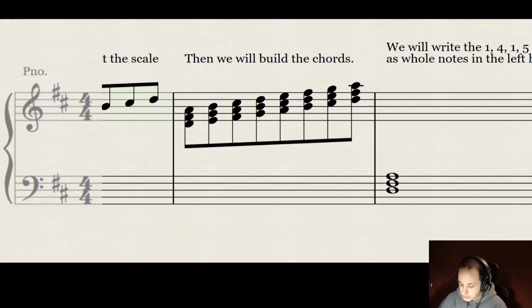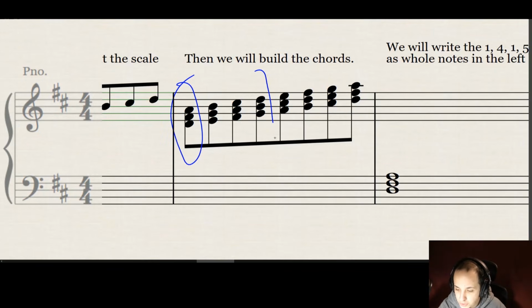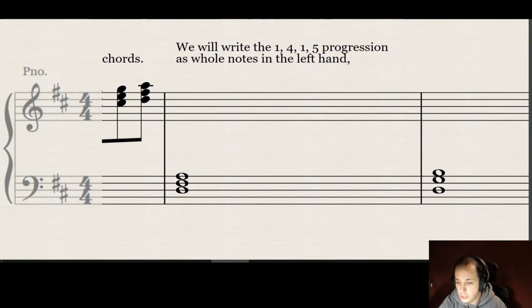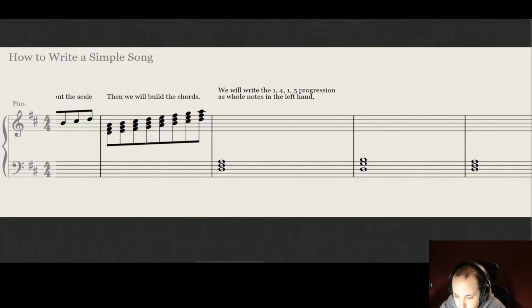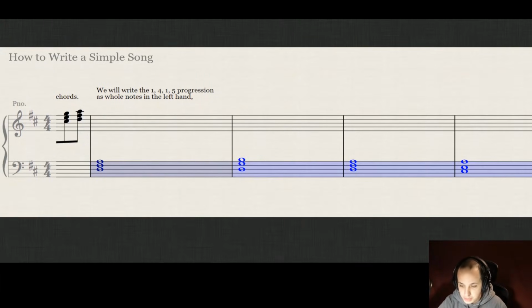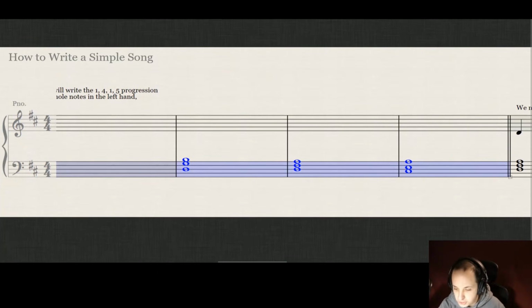Then we build the chords on the scale. And then, of course, you are going to pick the first chord. For this song, we use the 4th chord, the 5th chord, and then also the first chord again, since that one is the same. It's just an octave above the first chord. So we're going to write that 1, 4, 5, 1 progression. We're going to mix it up a little bit. We're going to do 1, 4, 1, 5, and I'll tell you why in a few minutes. And we're going to write those as whole notes in the left hand. So as you can see here, this next step takes up these next 4 measures.